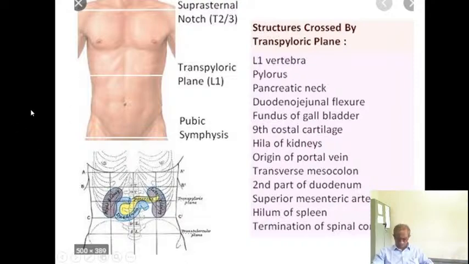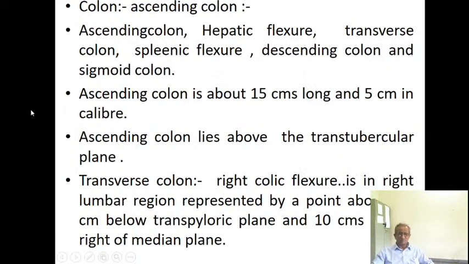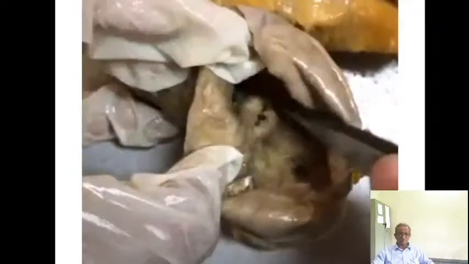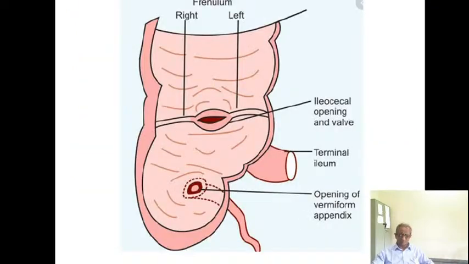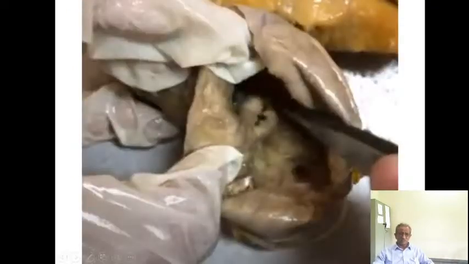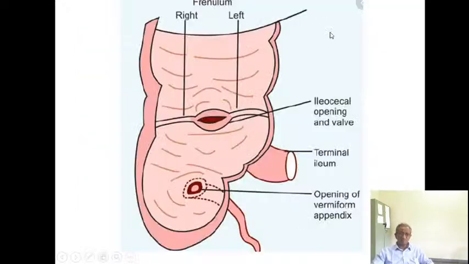To have a revision, when you cut open the cecum, you will see the ileocecal junction and the appendicular opening. The ileocecal opening will be, in surface anatomy, at the point where the transtubercular plane and the right lateral plane join, whereas just 2 centimeters below that the appendicular opening will be there.